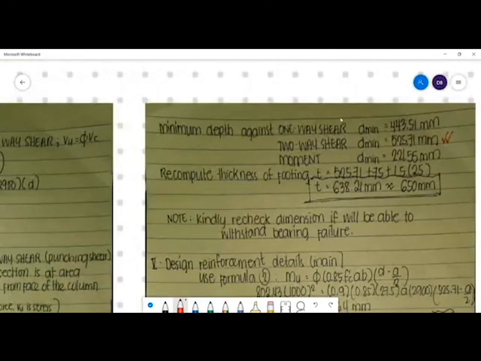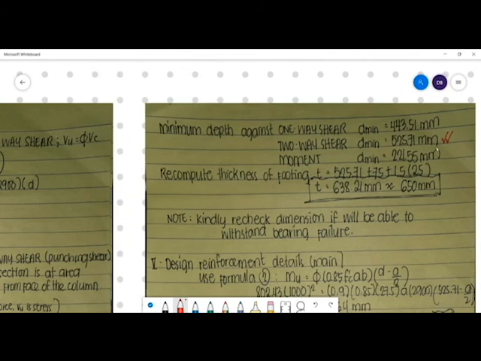Okay, if we compare all the minimum depths we solved before: against one-way shear, the minimum is equal to 443.51; two-way shear, 525.71; and for moment, 221.55. So the one we will use is the depth against two-way shear, which is equal to 525.71 millimeter.